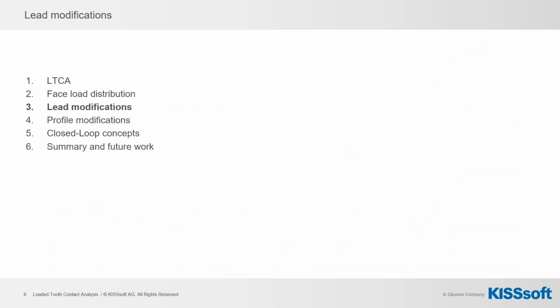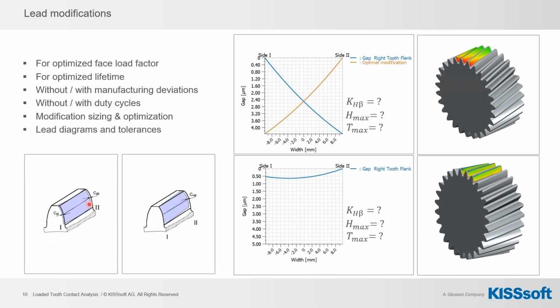So let us talk now about lead modifications. What is the goal? First of all, we want to optimize the face load distribution, or the face load factor, if you will. This can optimize gear lifetime, it can optimize the contact pattern, and we can do these calculations with or without manufacturing deviations, with or without duty cycles, so load spectra. And we can also do something like a modification optimization, meaning running several different variations over, for example, the modification amount or modification length, or the amount of crowning, and so on.